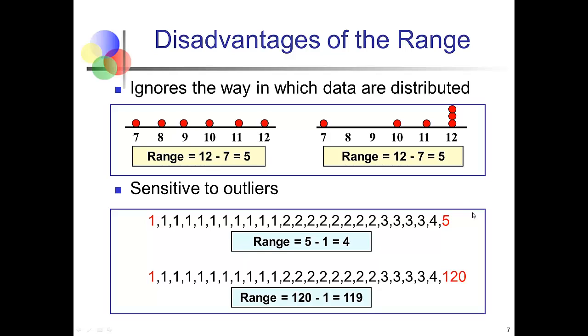The other issue is that the range is very sensitive to outliers. So we've got two very simple sets of data here, a bunch of 1s through 5. 5 minus 1 is 4. What if we just change 5 to 120? 120 minus 1 gives us a range of 119. So the number is very sensitive to outliers, and we have no idea what's going on between the two endpoints.